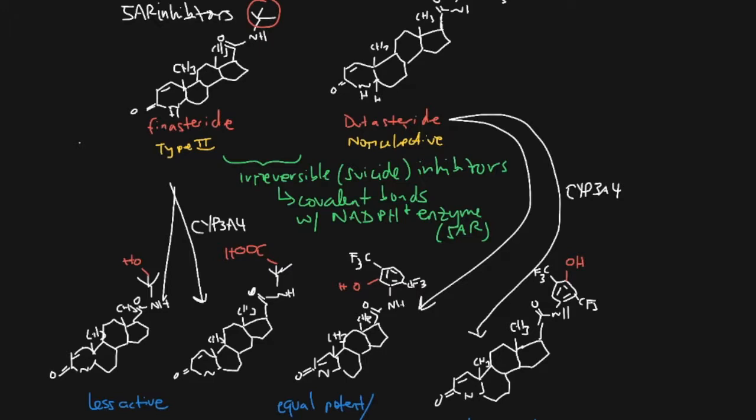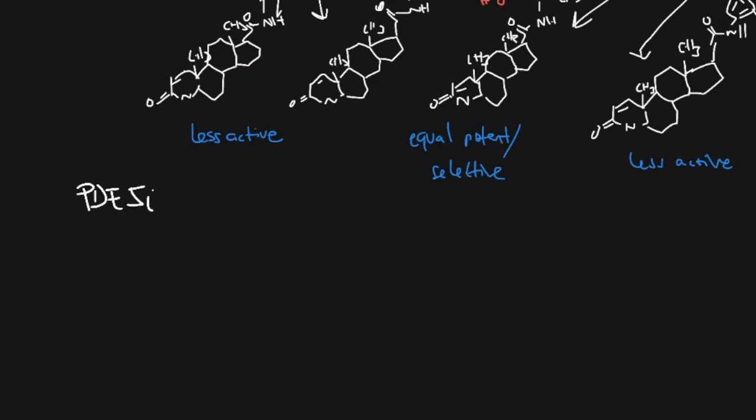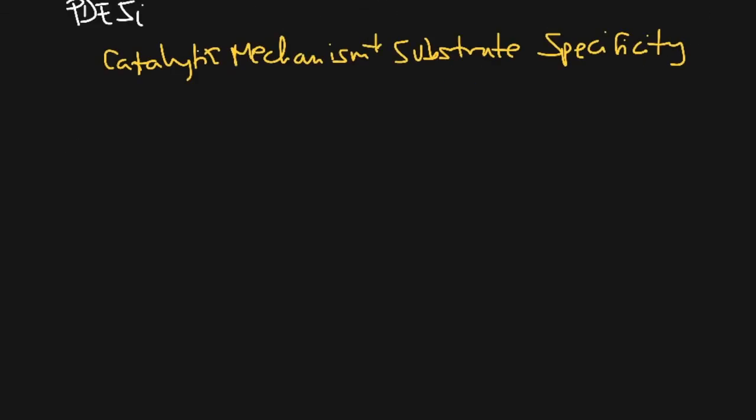So metabolizing at the left side of the CF3 gives you an equally potent or equally selective metabolite, and metabolizing, or adding a hydroxyl group, at the right side of the molecule, the top of the fin, gives you a less active metabolite. Sorry for the really fast forward, but the next section is PDE5 inhibitors.